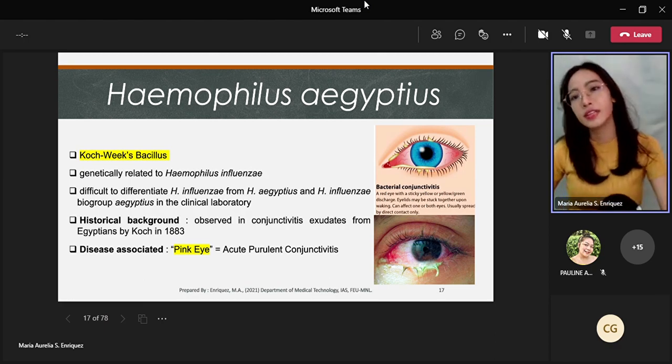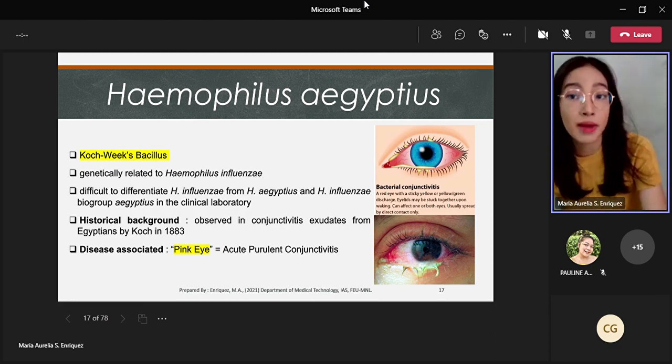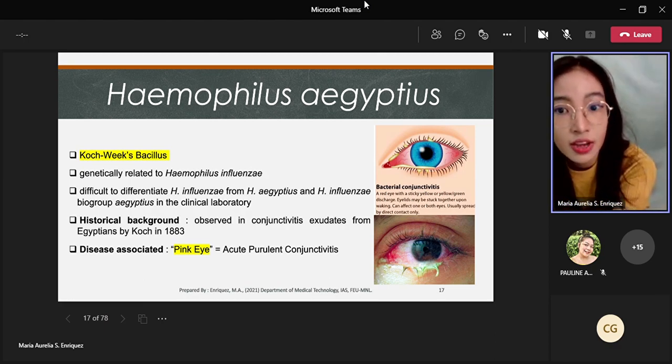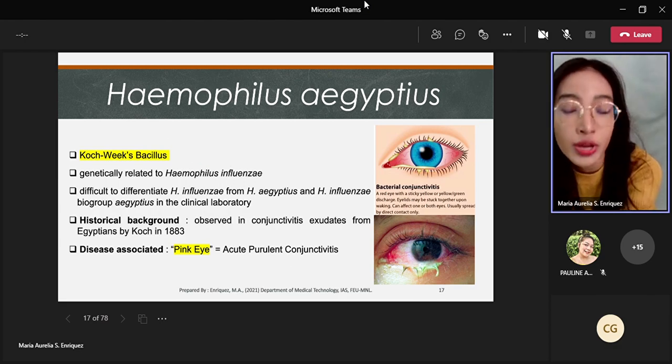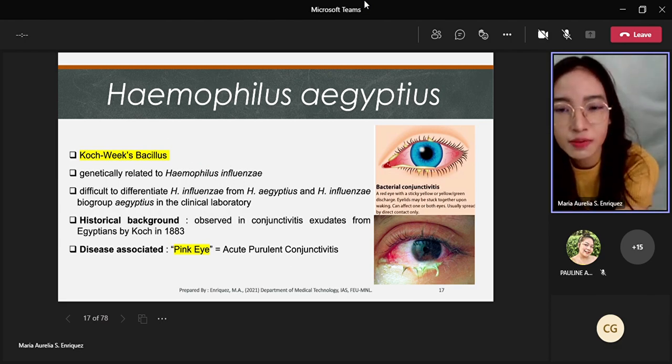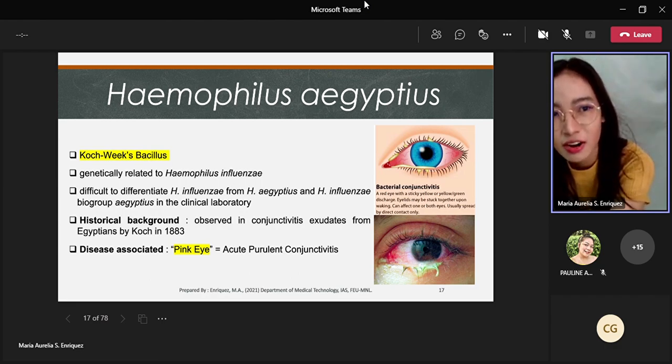All right, so now let's discuss the next medically significant Haemophilus species on our list, and that is Haemophilus aegyptius, also known as the Koch-Weeks bacillus. So Haemophilus aegyptius was named for obvious reasons. Okay, so it has a historical background. It was first isolated from cases of conjunctivitis, or exudates from the conjunctiva of Egyptian patients.